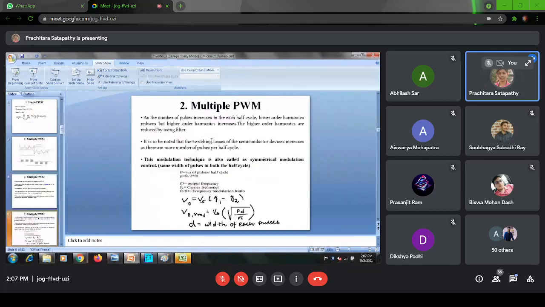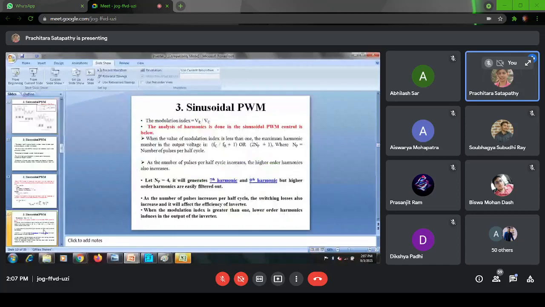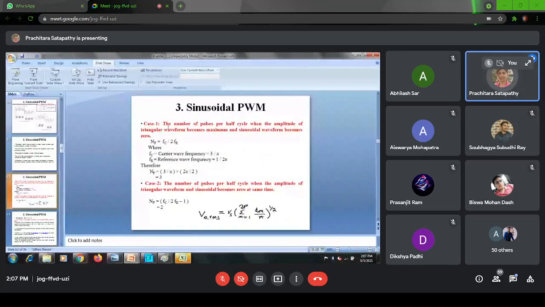So you can see, one case is the number of pulses per half cycle. Case 1 and case 2, we are calculating the number of pulses. The number of pulses is 3 for case 1, that is our first figure, and 2 for the second figure. Yes or no? So you will study that in detail.